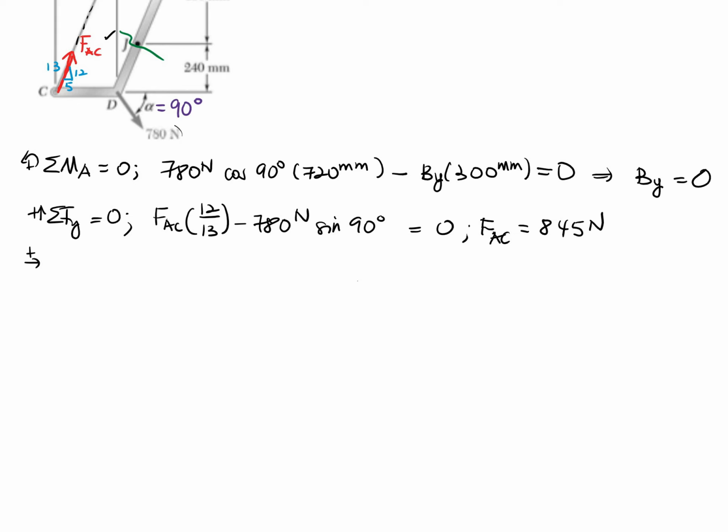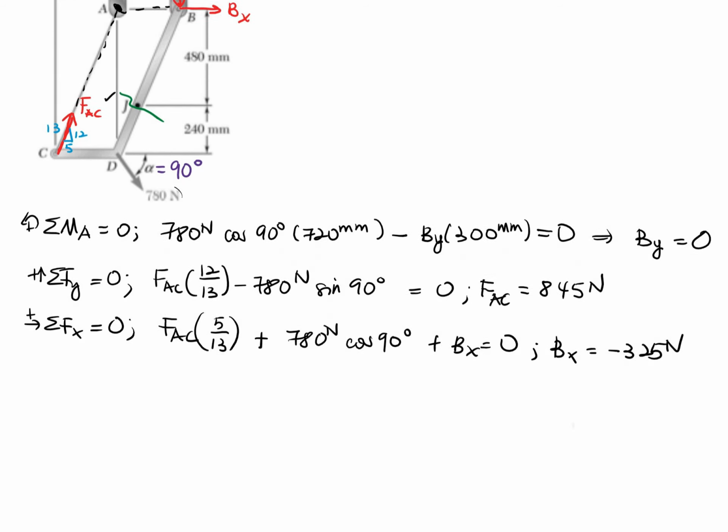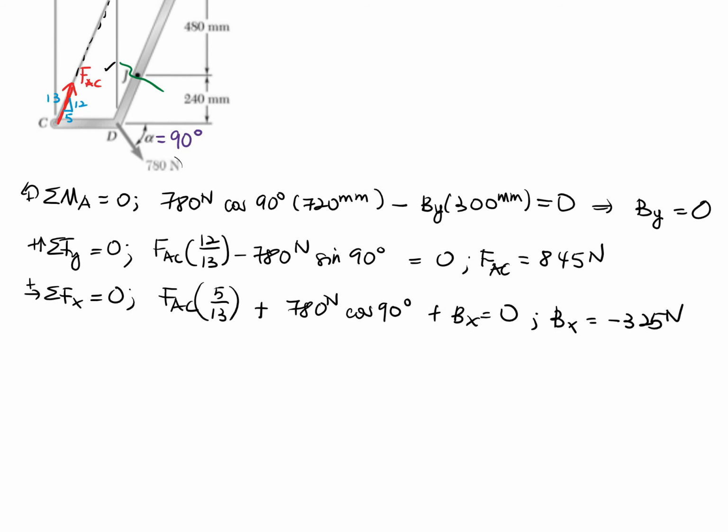So summing forces in the x direction, we have FAC times 5 over 13 plus 780 newtons times cosine 90 plus Bx equals 0. We know that cosine 90 is already equal to 0, and that tells us that Bx equals negative 325 newtons. Okay, so if we look at our initial direction, we have Bx going towards the right. It's actually Bx, and I'm writing down purple just to show that that's what the answer is. It's going in the opposite direction.